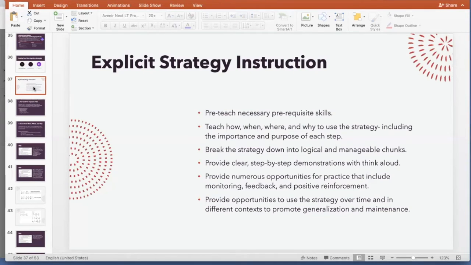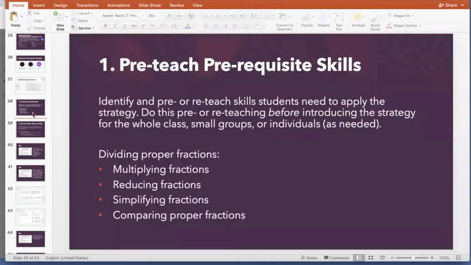And then continue to provide opportunities for practice over time so that students retain what they learn and they learn to generalize it. All right, so we're going to look at the example again with each of these guidelines for providing explicit strategy instruction. First, you want to pre-teach prerequisite skills.